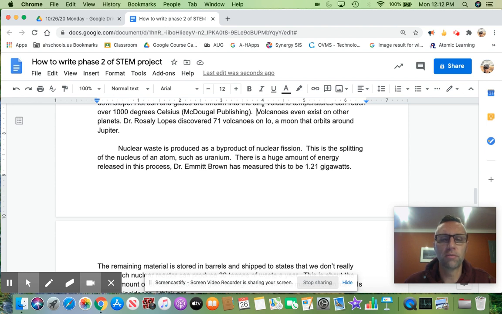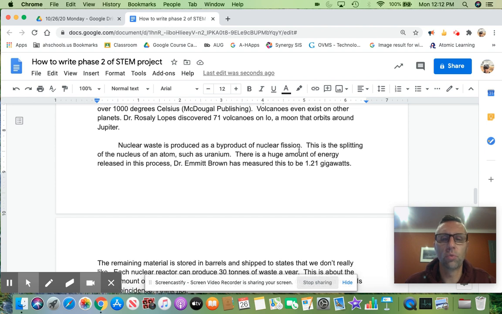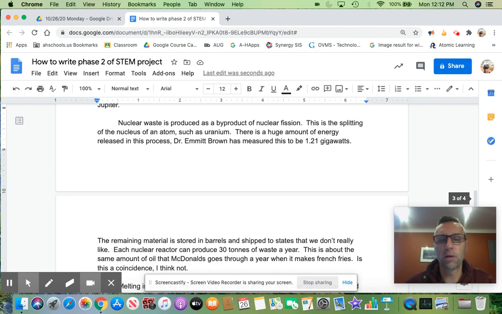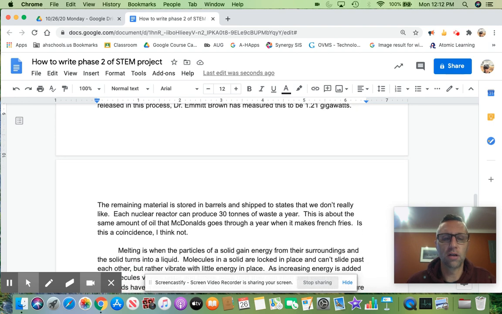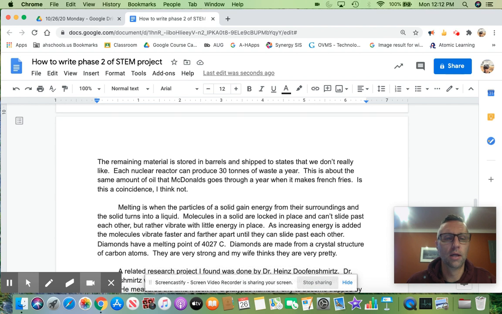Some of you have got lots of cool facts, but you have to make sure you know where you got the proof. There might be lots of places to find that proof, but you need to tell where you learned it from. As we go through here, things need to be relevant. Here I have, oh, there are 300 tons of nuclear waste produced by each reactor a year. It's the same amount of oil that McDonald's goes through in a year when it makes French fries.